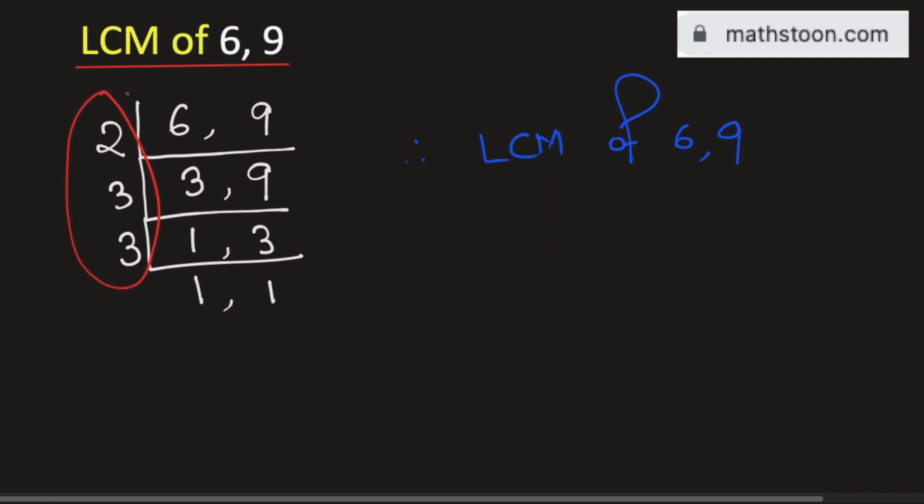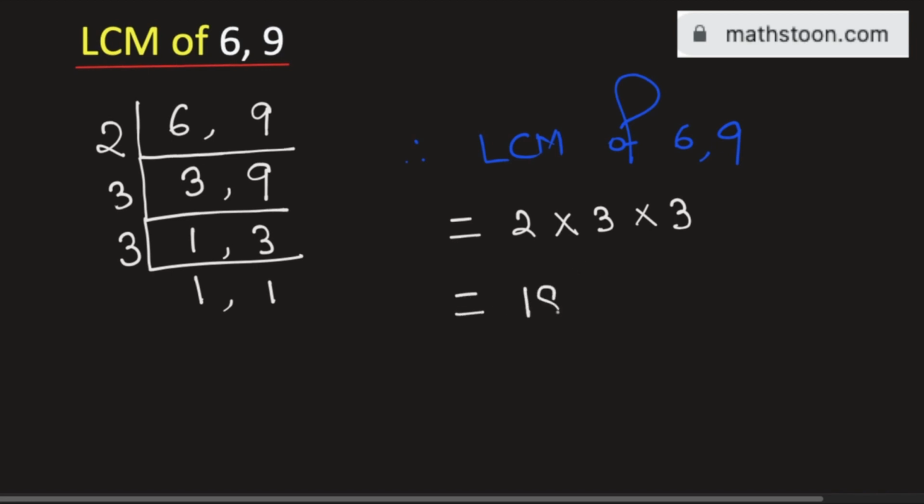So the LCM of 6, 9 is equal to the product of the numbers on the left hand side. So LCM will be equal to 2 times 3 times 3. Now multiplying, we will get 18. So 18 is the LCM of 6 and 9, and this is our final answer.